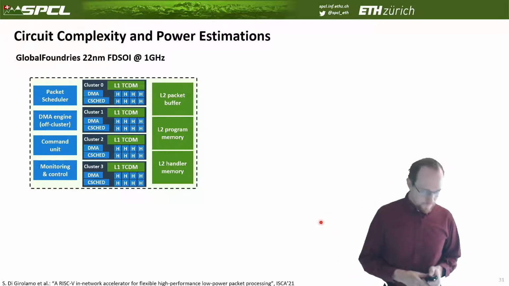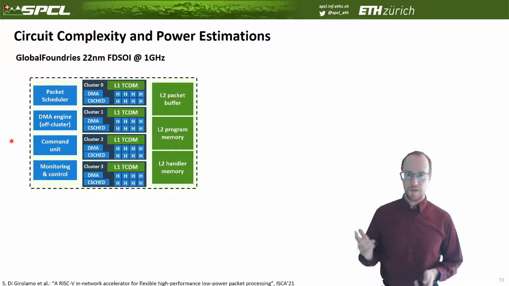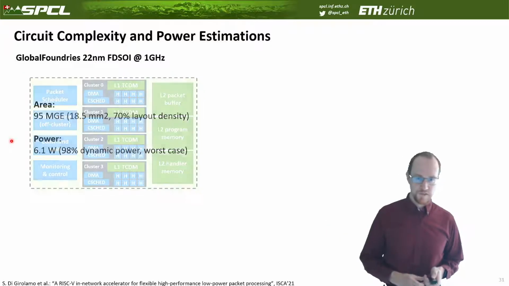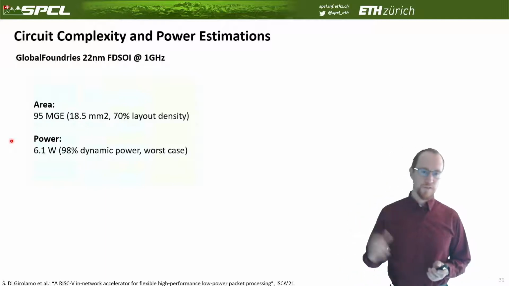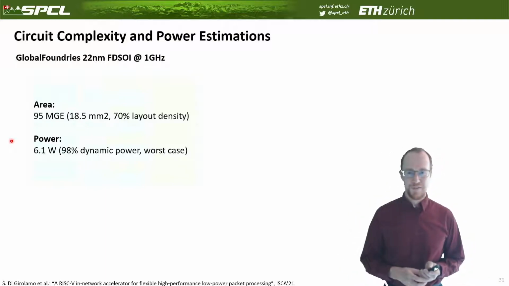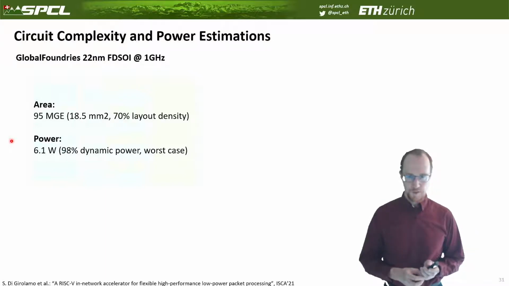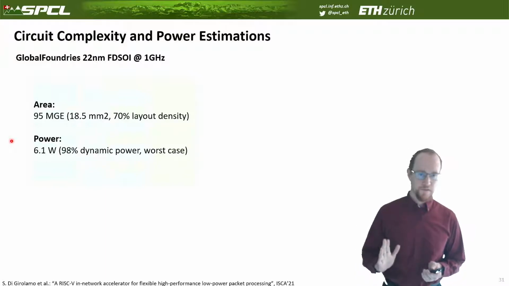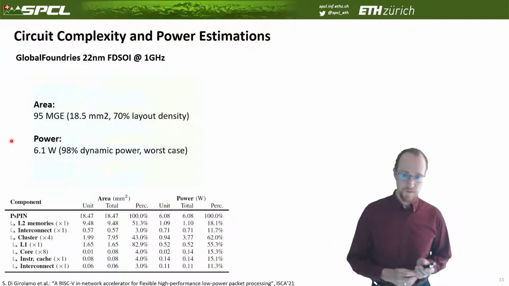Well, we actually designed this in GlobalFoundries 22 nanometer FDSOI process, clocking at 1 gigahertz. This is exactly the architecture I just described earlier. This is about 95 million gate equivalents, which is equivalent in that process to about 18 square millimeters with a 70% layout density assumption. It uses about 6.1 watt at 98% toggling rate, which is somewhat of a worst case. So it would be much less in the average case, of course. But even this 6.1 watt is very, very small.